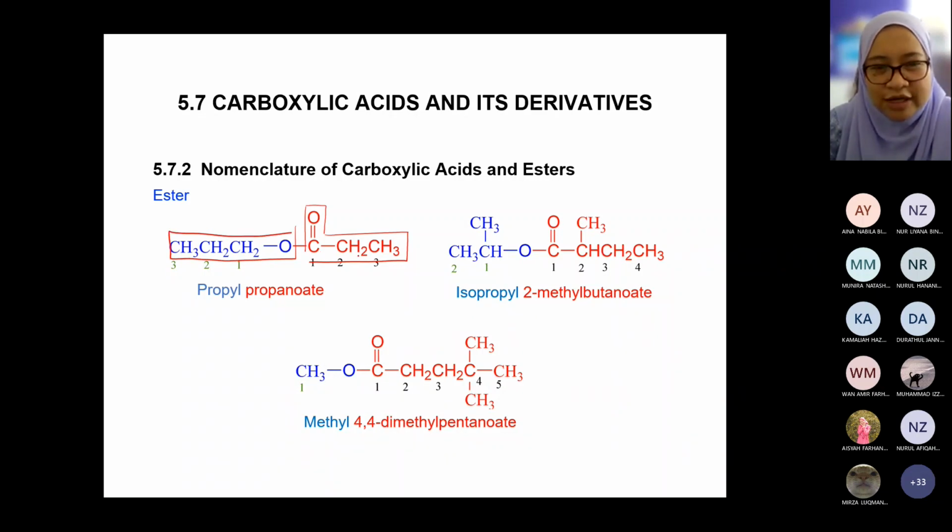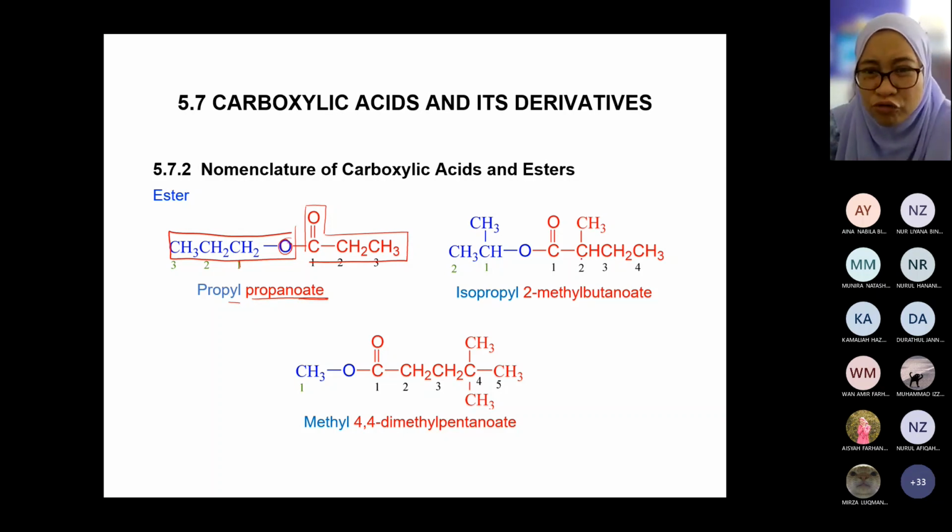Okay, alright. So bila you nak namakan this one, you treat separately. Starting from this carbonyl, it will be carbon number 1, number 2, number 3. That's why dia propanoate sebab dia adalah ester, so it should end with ATE. How about this one? Sebab dia terpotong dengan O kan, kita treat dia macam separate. Tapi this one should end with YL. So starting from O should be carbon number 1, 2, 3. So it's propyl propanoate. Okay, senang.